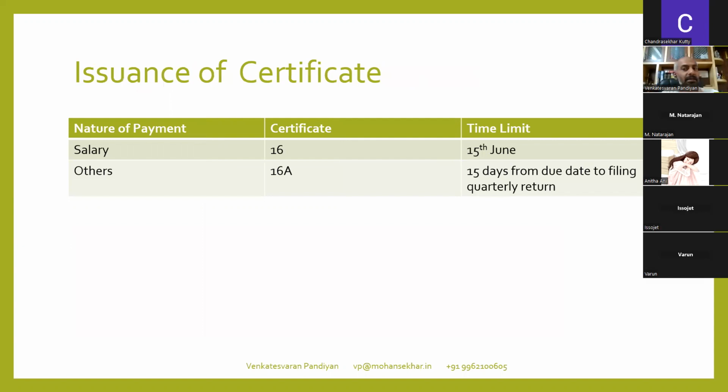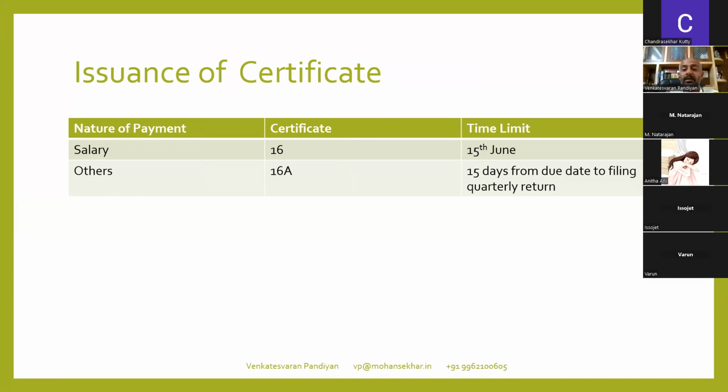Then the third step I told you was issuance of certificate. When it comes to salaries, you issue Form 16. The due date for that is 15th June. In all other cases, you issue Form 16A. The due date is 15 days from the due date for filing the quarterly return.